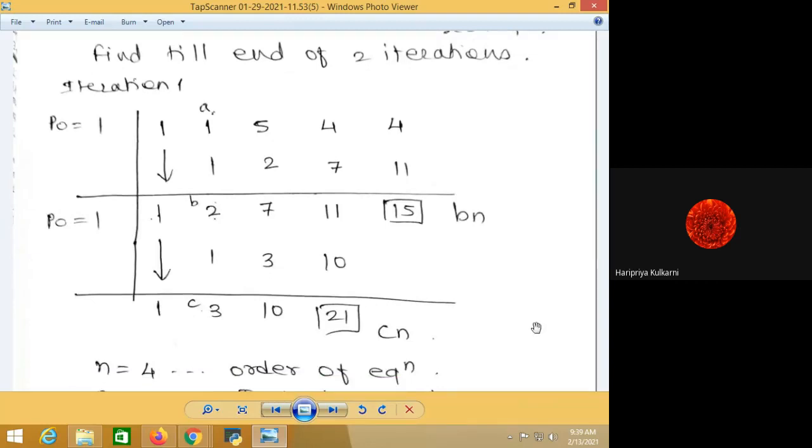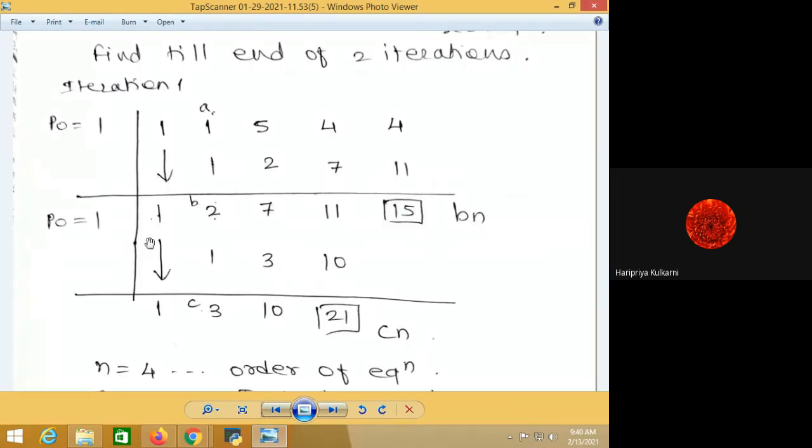So this 1 is as it is here. 1 into 1 is 1. 1 plus 1 is 2. 2 into 1 is 2. 5 plus 2 is 7. 7 ones are 7. 7 plus 4, 11. 11 ones are 11. 11 plus 4, 15. So this term corresponds to Bn. It means B0, B1, B2, B3, B4. So this is our B4.